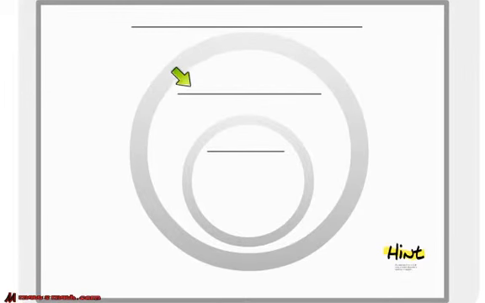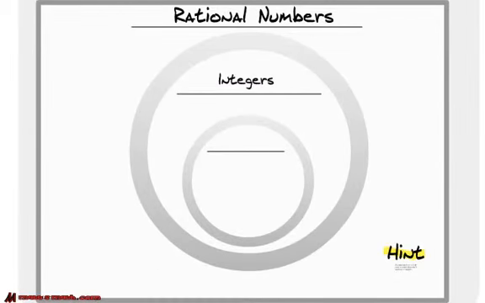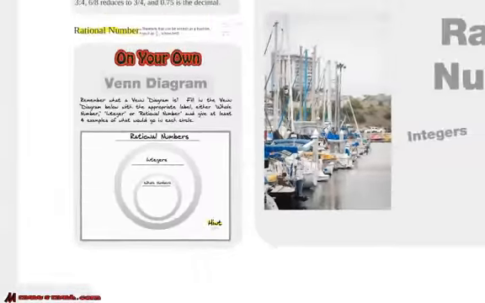So what goes in the middle? Here, here, and here. Remember, rational numbers encompass all of them. So rational numbers go up top. Integers goes there. And then whole numbers goes there. Whole numbers actually is the least amount of the 3. If you think about a number line, it's only the right side. Integers is the whole thing. And rational numbers is everything, even including in between the integers.